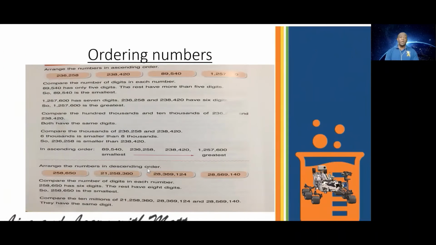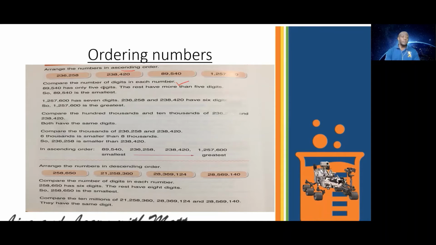Now let's take a look at ordering numbers. Let's arrange the numbers in ascending order. When we talk about ascending order, that means we start from the smallest to the greatest. So let's compare these numbers. We have to compare the number of digits in each number. 89,540 has only 5 digits. The rest have more than 5 digits.